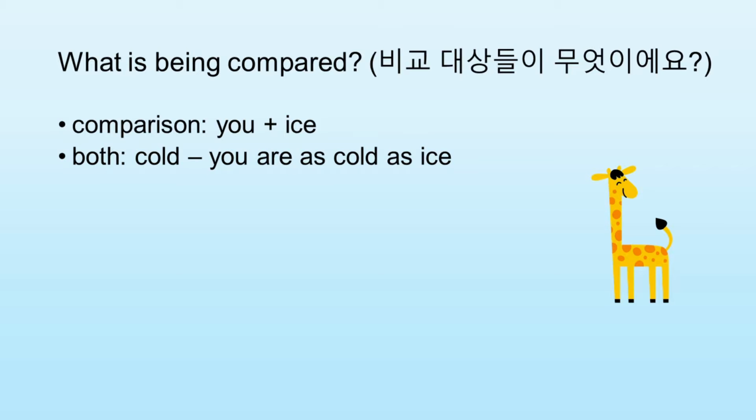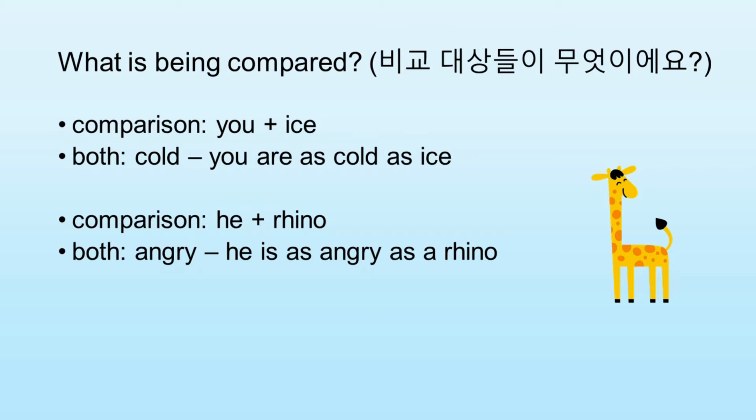Let's take a look at another example. He plus rhino. What characteristic does a rhino have? They are both describing angry. He is as angry as a rhino.